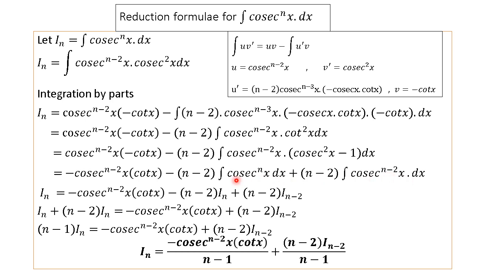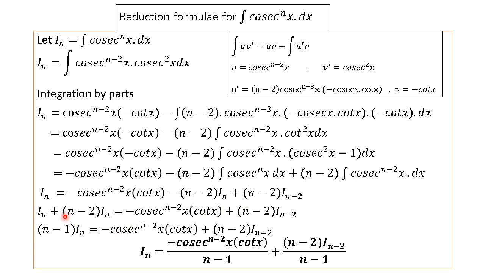See here, integration of cosecant to the power n x dx is In, and integration of cosecant to the power n minus 2 x dx we can write as I n minus 2. In is integration of cosecant to the power n x dx, and I n minus 2 is integration of cosecant to the power n minus 2 x dx. In the next step, shift this minus n minus 2 into In to the LHS. After shifting, it becomes plus n minus 2 into In in the LHS, remaining all terms as they are.